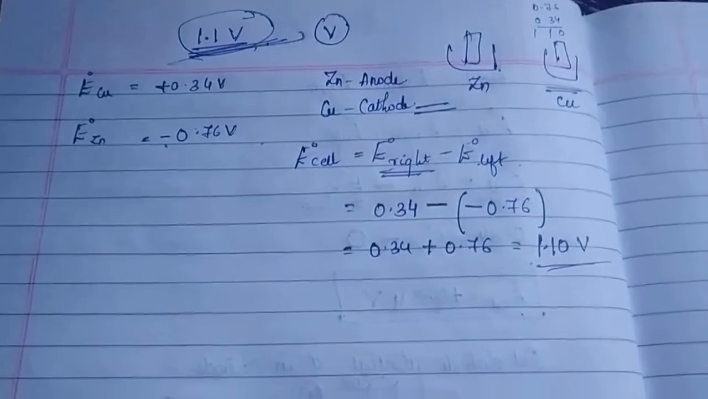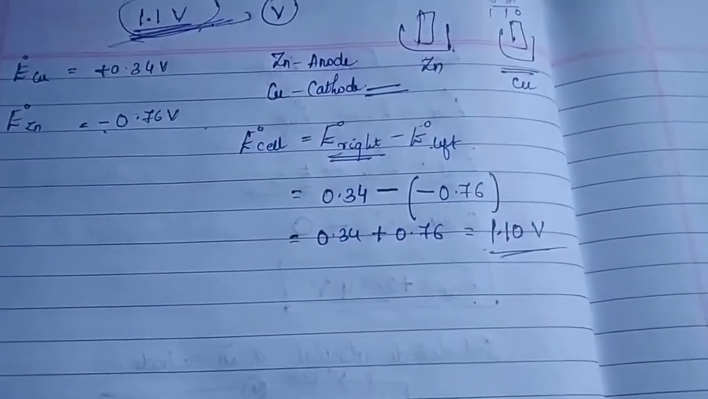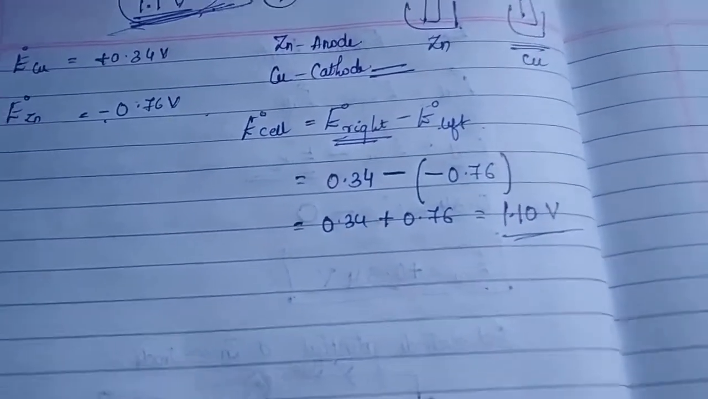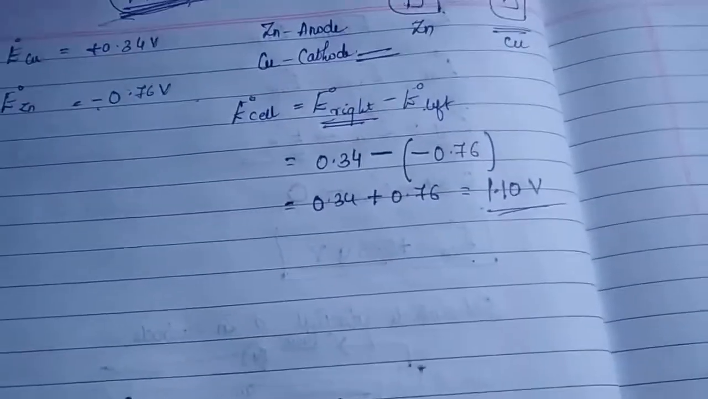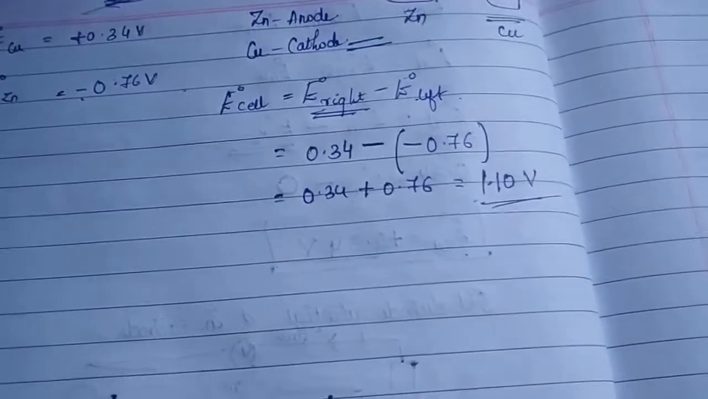Are you getting my point? Also, along with this video, I have also attached one experimental part of the Daniell cell itself, where you will come to know how it is giving you the reading of 1.1 volt. Have a look at it.